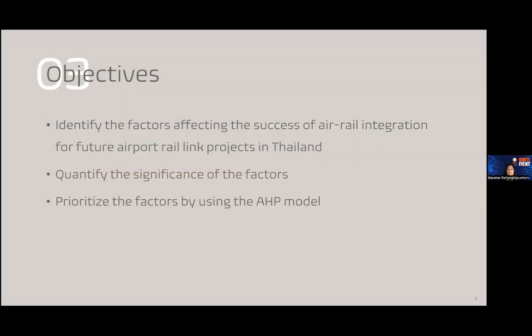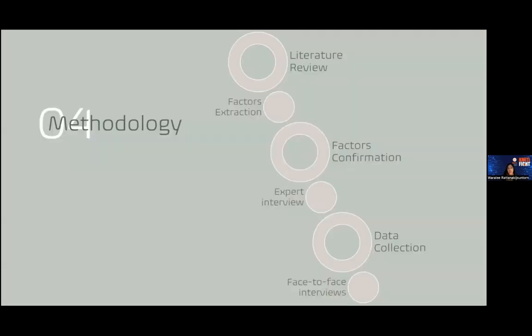This research project is actually part of the cooperative framework under the Memorandum of Understanding between my working institute and the Ministry of Transport of Thailand, or the MOT. So it is an ongoing project which still needs more input. Therefore, the objectives that I present to you here are only the scope for the AHP work. There are 3 objectives at this stage, which are to identify the factors affecting the success of aerial integrations for future airport rail link projects in Thailand, to quantify the significance of the factors, and to prioritize the factors by using the AHP model. And here are the 3 steps of my methodology as of now.